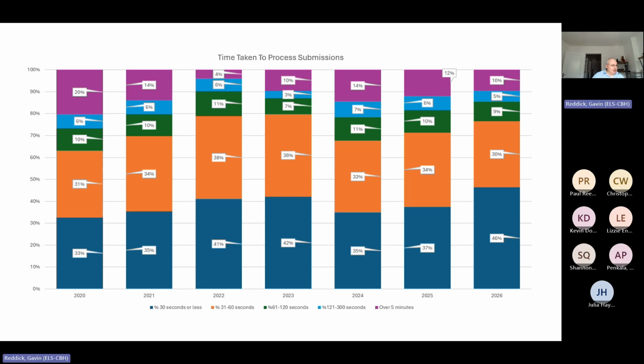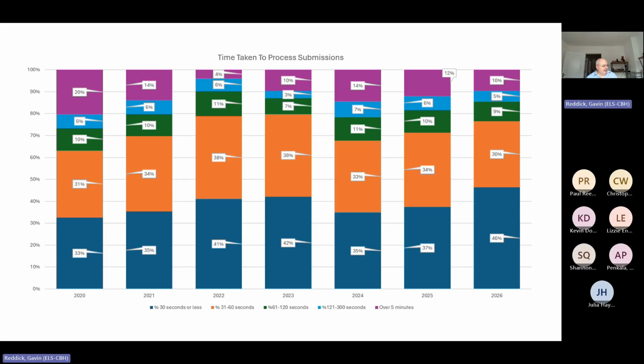You can see some longer ones. So you can see in the purple, for example, which looks at more than 5 minutes, about 10% of those submissions took 5 minutes or more to process. This happens at particularly busy time periods, and it can take a little bit longer. But you can see that more than 5 minutes has been getting better, really. We were at 14 and 12% over the last couple of years, and so we're back at 10% this year.